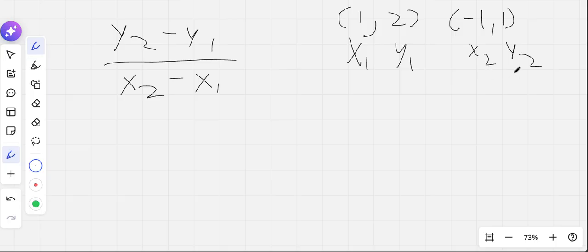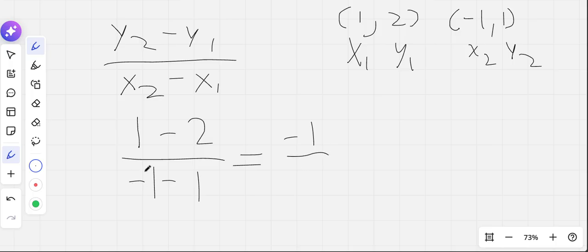So now that we know that, we can start plugging this into our formula, right? So y2 here is 1, and then minus our y1 is 2. So 1 minus 2, divided by x2, which is -1, minus 1. And what is that equal to? So 1 minus 2, that's obviously -1. And then -1, remember to pay attention to the negatives. So -1 minus 1, that would be -2.